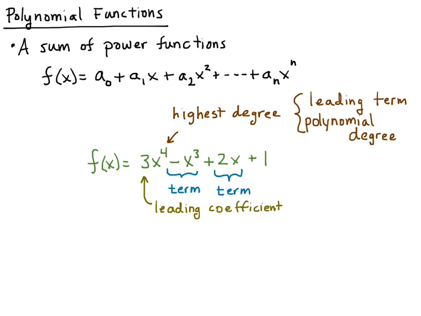But for the long-term behavior, when x is very large, it's just the leading term that determines it. Think about why that would be so. Let's say x equals 100. The first term is going to be 100 to the 4th power, so that's a 1 with 8 zeros behind it.